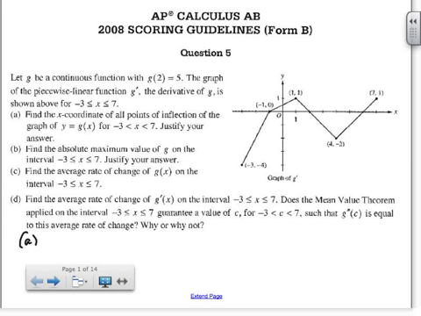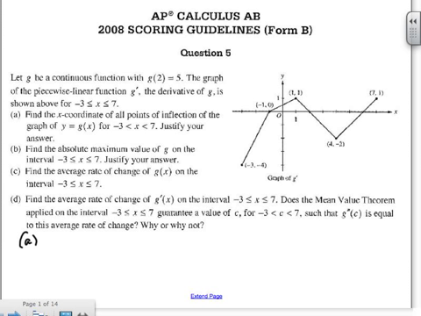It says let g be a continuous function with g of 2 equals 5. The graph of the piecewise linear function g prime, which is the derivative of g, is shown to the right for negative 3 less than or equal to x less than or equal to 7. Part A says find the x-coordinate of all points of inflection of the graph of g of x between negative 3 and 7, the open interval.